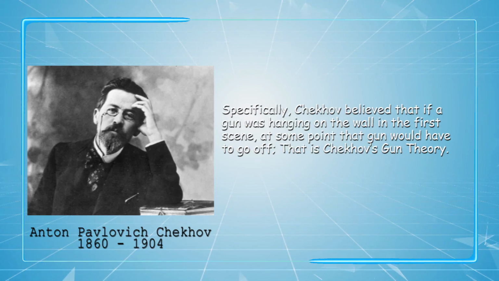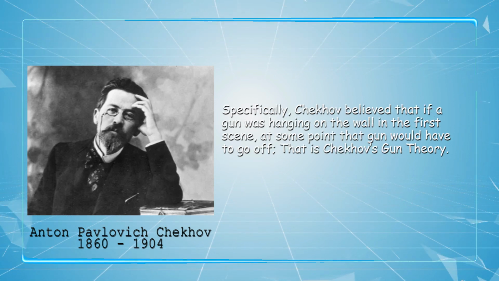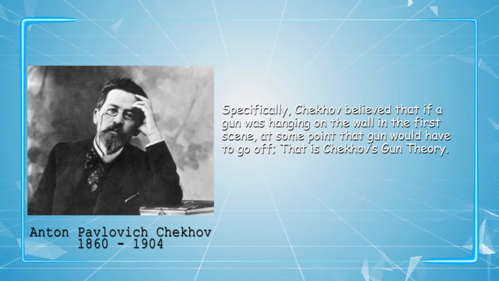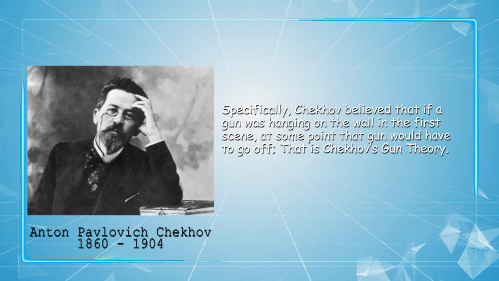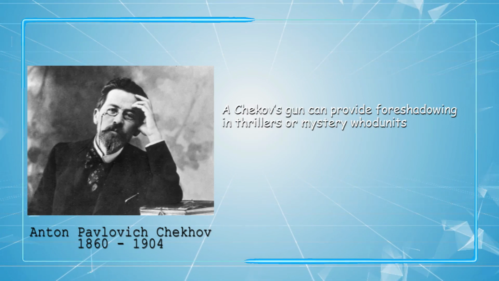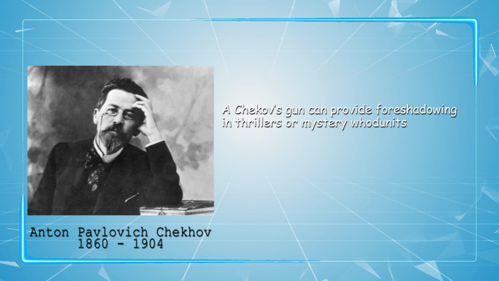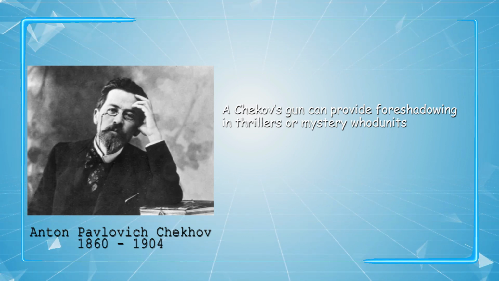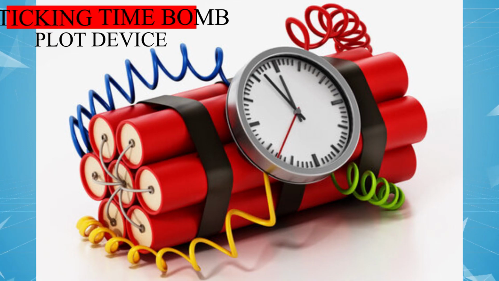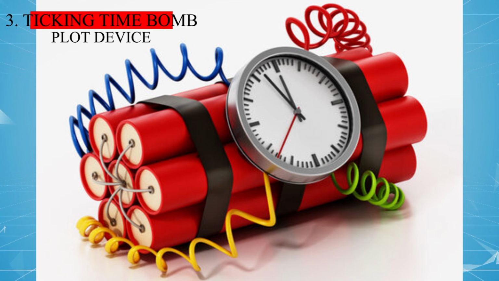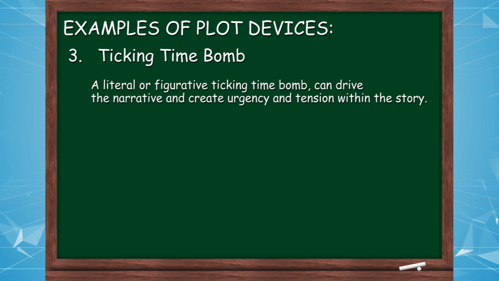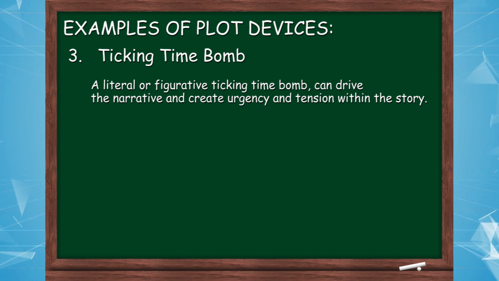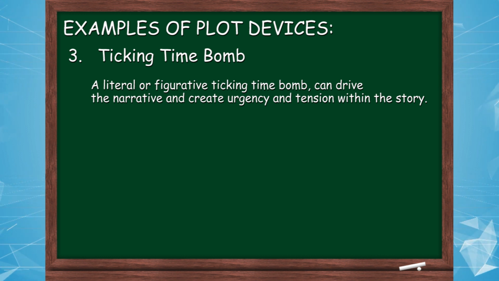Specifically, Chekhov believed that if a gun was hanging on the wall in the first scene, at some point that gun would have to go off. That is Chekhov's gun theory, and a Chekhov's gun can provide foreshadowing in thrillers or mystery whodunit. Another plot device is a ticking time bomb. A literal or figurative ticking time bomb can drive the narrative and create urgency and tension within the story.